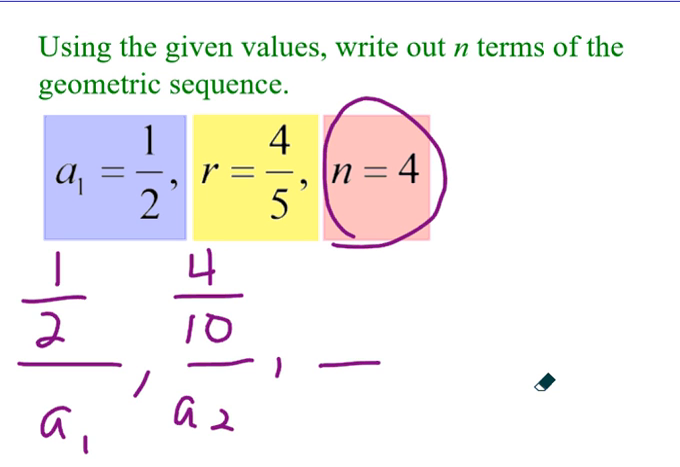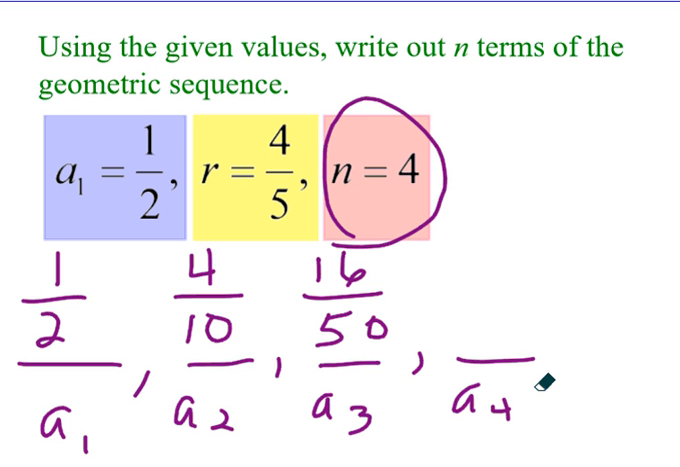The next term, again, we can multiply by 4/5. 4 times 4 is 16. And then 10 times 5 is 50. And if I want to get to a4, I'm going to multiply by 4 again on top. I get 64. And multiply by 5 again on the bottom, and I get 250. Now, if it is given to you in this form, I think it's fairly easy to see that common ratio.